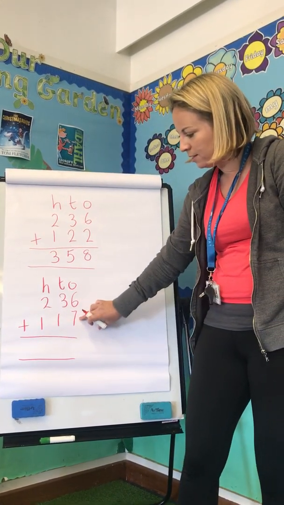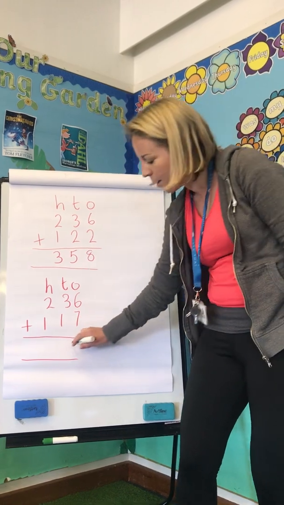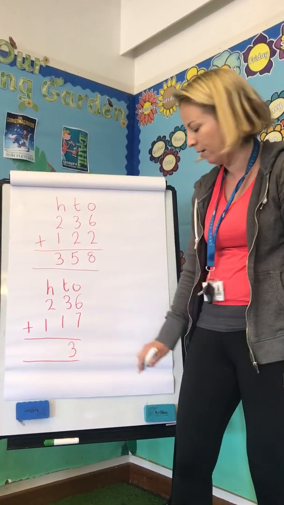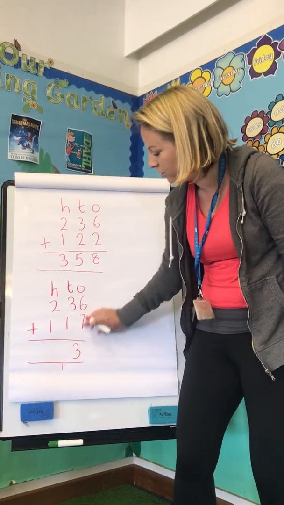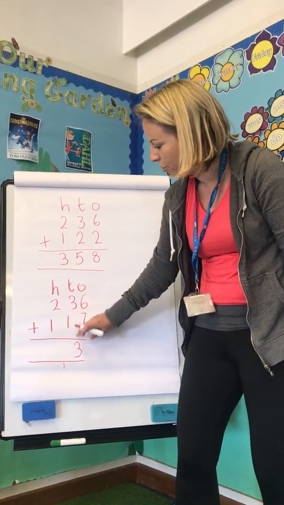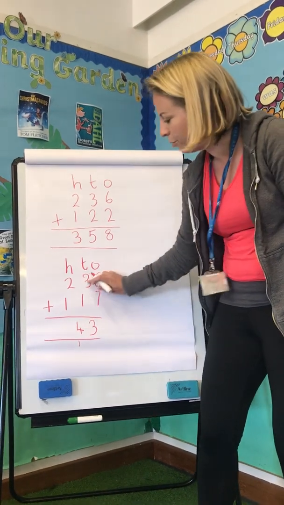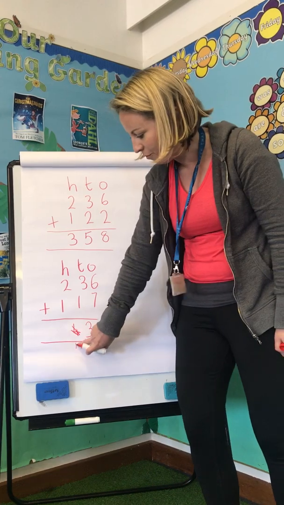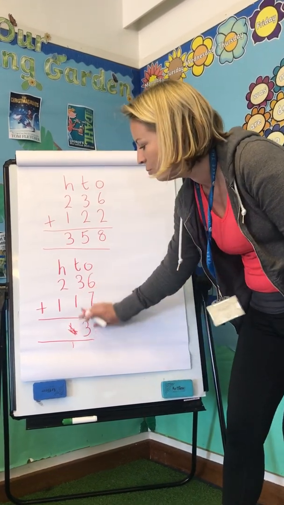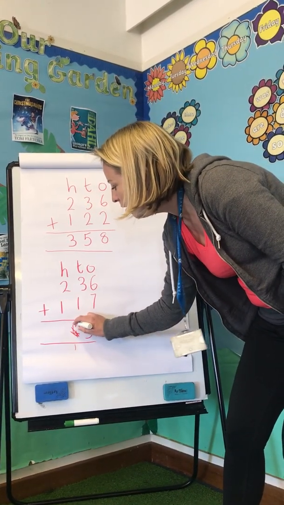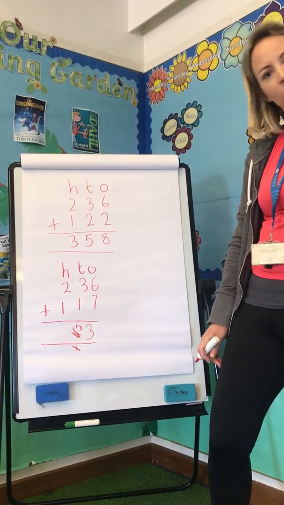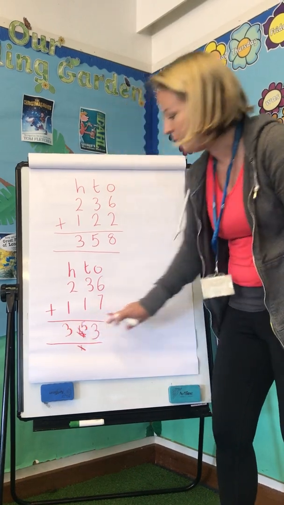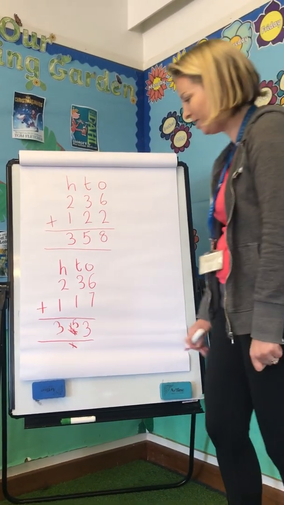So I know double 6, or double 7, but double 6 is 12, add on one more is 13. So you'll notice I can't get 13 on that line. So I'm going to exchange my ones for 1 ten, and then I can do 3 plus 1 is 4, or 3 tens. Oh, sorry, I made a mistake. Look at that. Do you spot my mistake? I've forgotten to add that at the bottom. So 3 plus 1 plus 1 more is 5. That's why sometimes somebody crosses that out to help you remember. And then 2 plus 1 is 3. So hopefully you're nodding, that's right. It's 353.